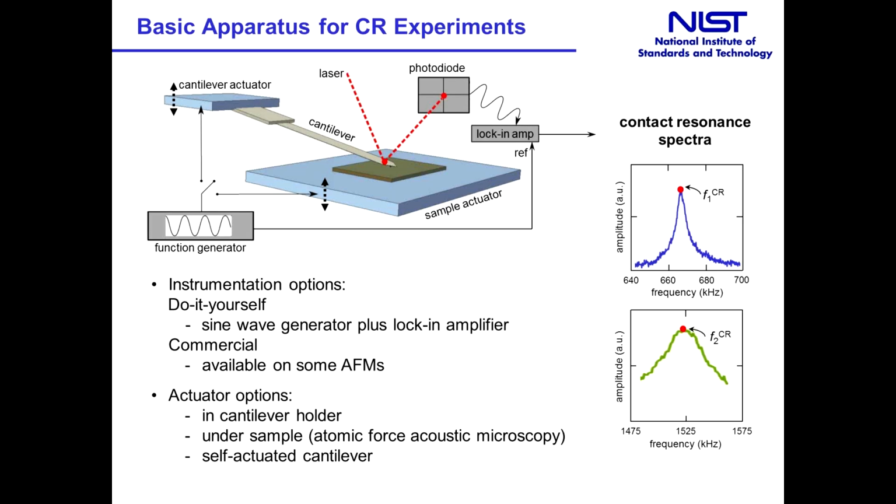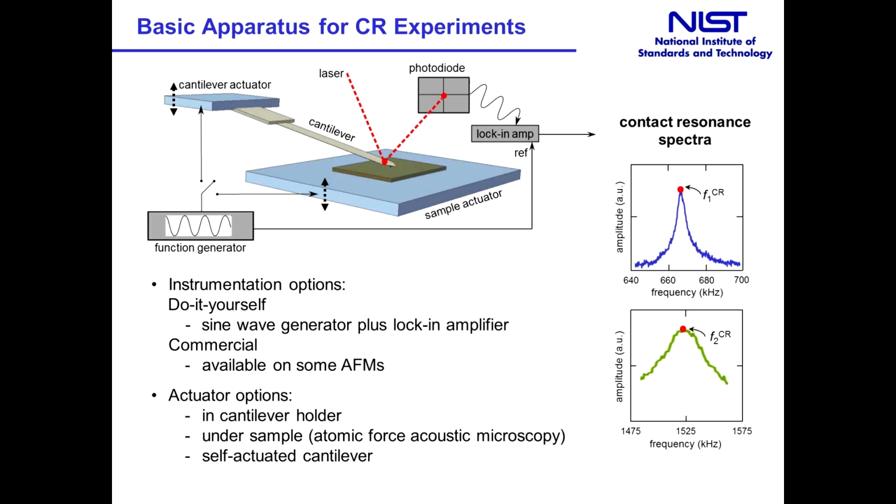It's also possible, although fairly uncommon, to use a self-actuated cantilever. We use lock-in detection techniques on the AFM photodiode signal to find the vibration amplitude of the cantilever at the excitation frequency. By ramping the excitation frequency, we can sweep out the spectrum of the contact resonance peak. Shown here are contact resonance spectra for the 2 lowest flexural eigenmodes of a cantilever with spring constant of about 40 newtons per meter.